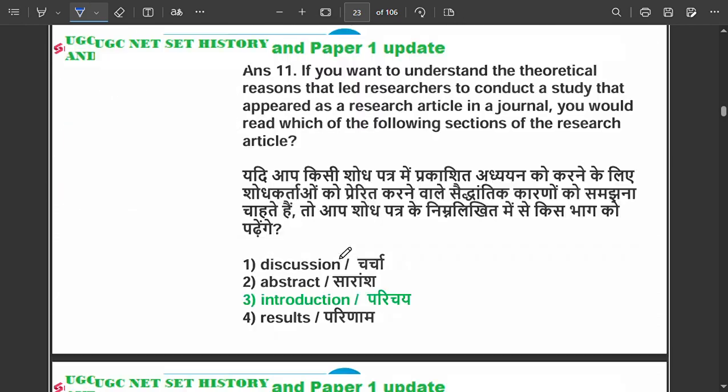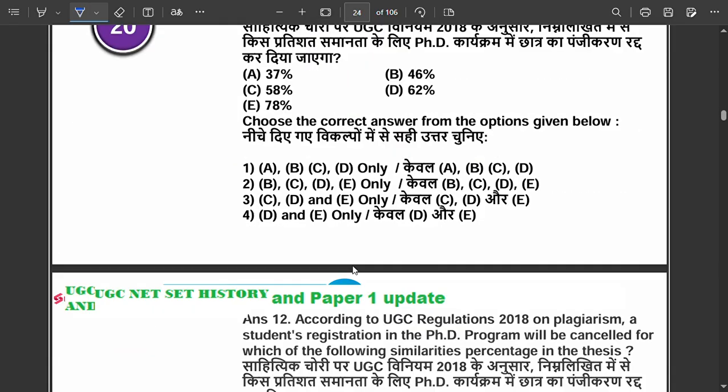If you want to understand the theoretical reason that led researchers to conduct a study that appeared as a research article in a journal, you would read which of the following sections of the research article? Option number 3, introduction, was the correct answer. Next, question number 12.